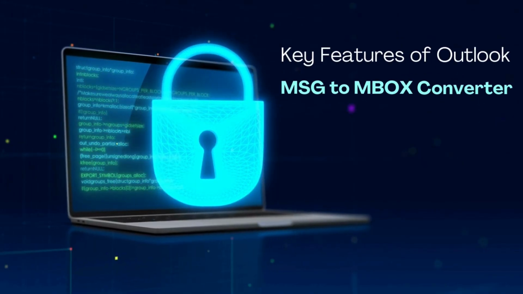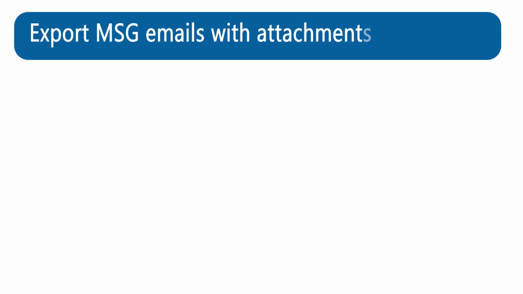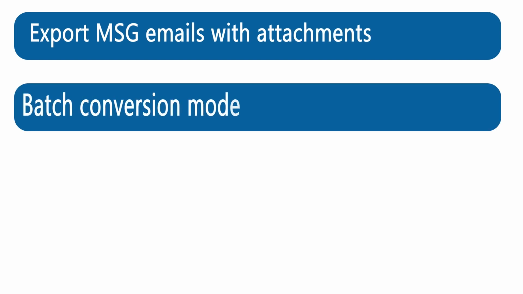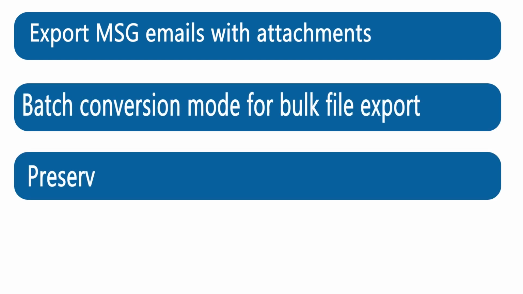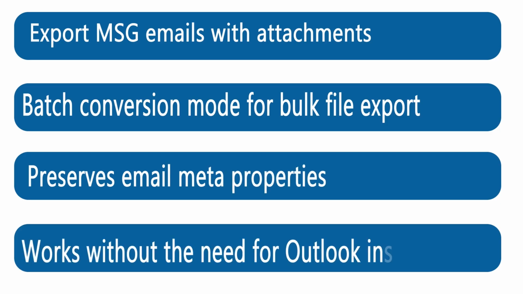Key features of Outlook MSG to MBOX Converter. Export MSG emails with attachments. Batch conversion mode for bulk file export. Preserves email meta properties. Works without the need for Outlook installation.